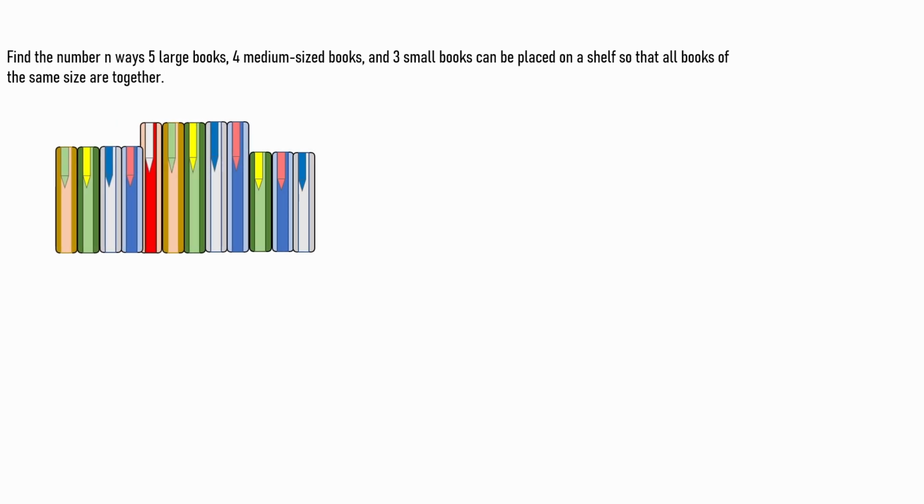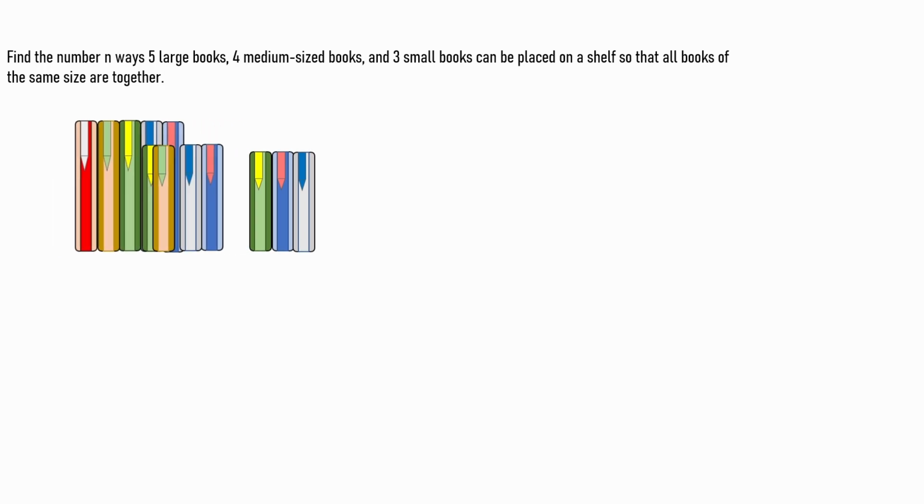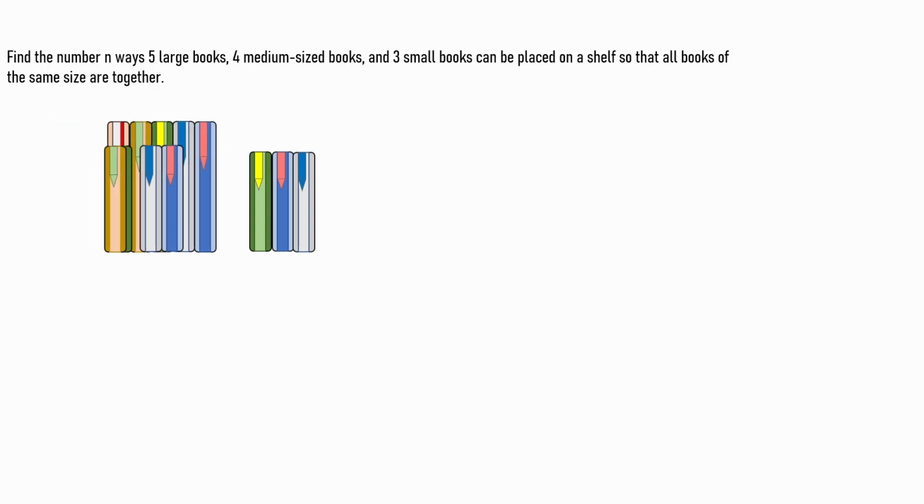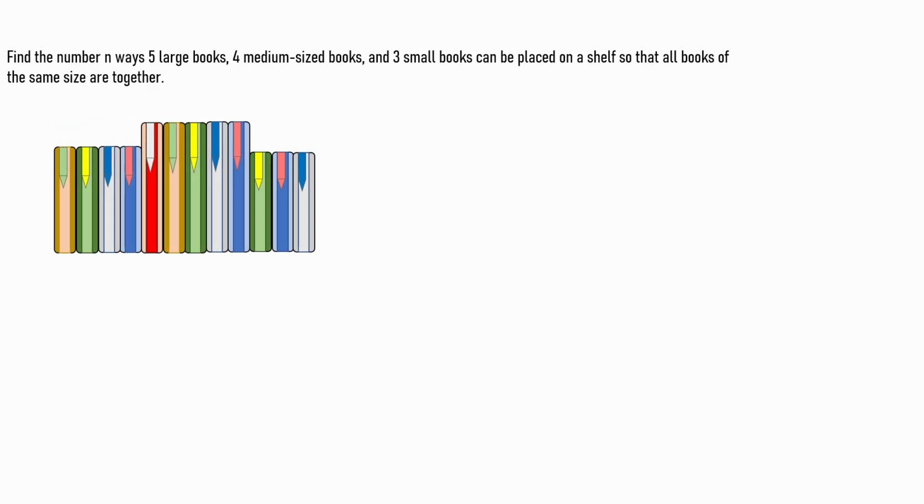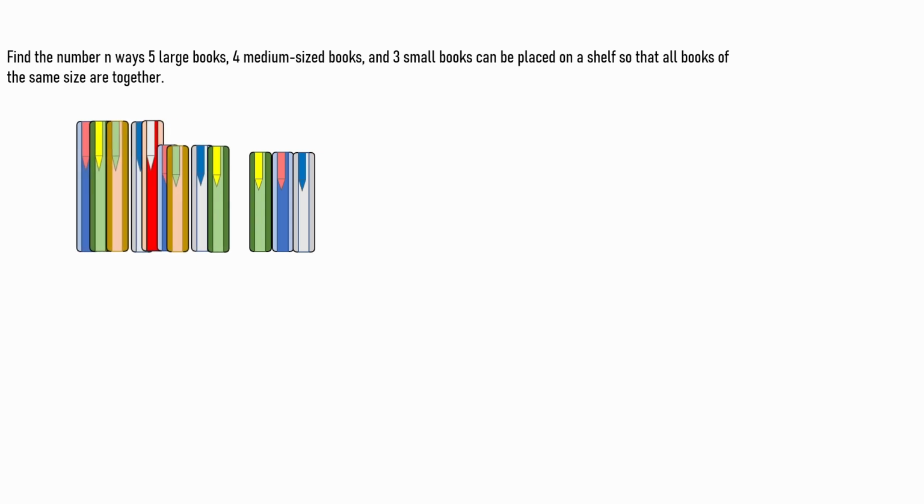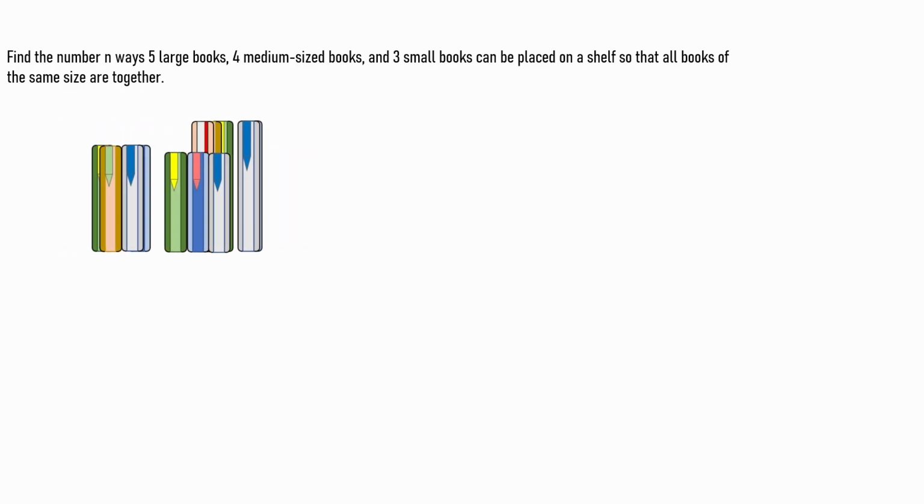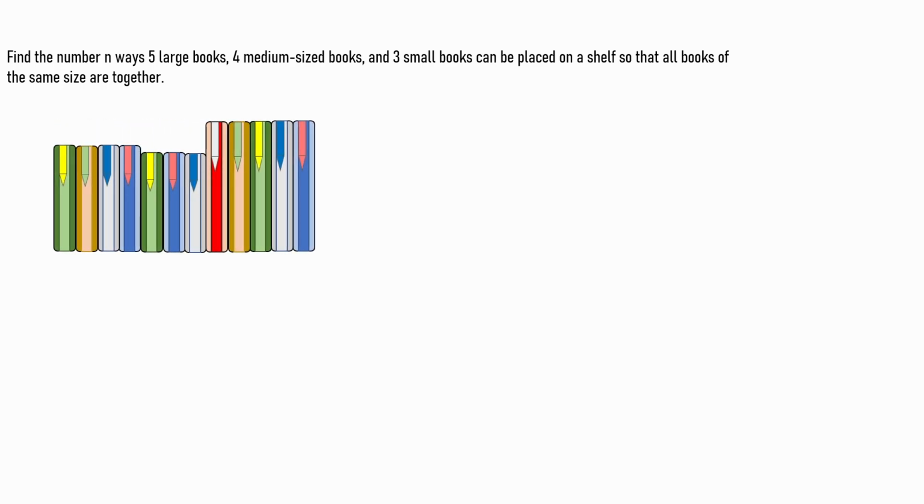So, pwedeng nasa gitna yung large book, nasa left side yung medium-sized book. Tapos, isa pang arrangement kung gaano karaming ways kung paano sila i-arrange within yung group nila na medium-sized books. Kaya may paggalaw na naganap, di ba? Isa rin yun. And so on, kung gaano karaming ways.